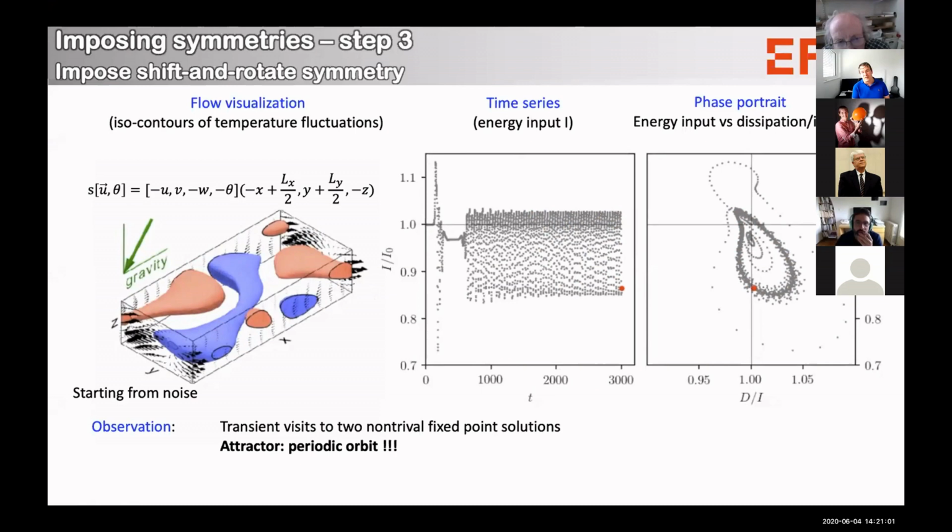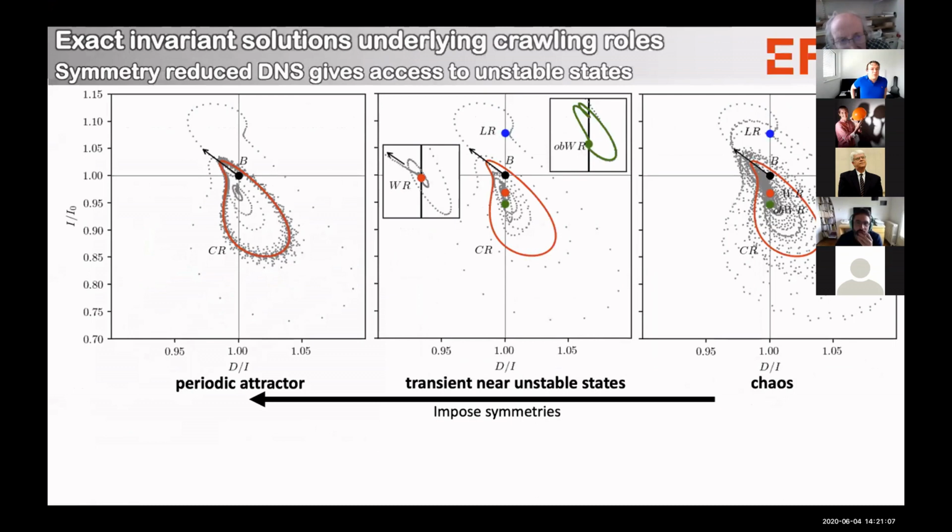So what have we done here? What we've done here is that by increasing the symmetries, we went from chaos in a small box to transient chaos near unstable states. So first chaotic, and then it's settling in here to a periodic attractor. But as I said before, the main point is that imposing these symmetries only gives us access to the solution.